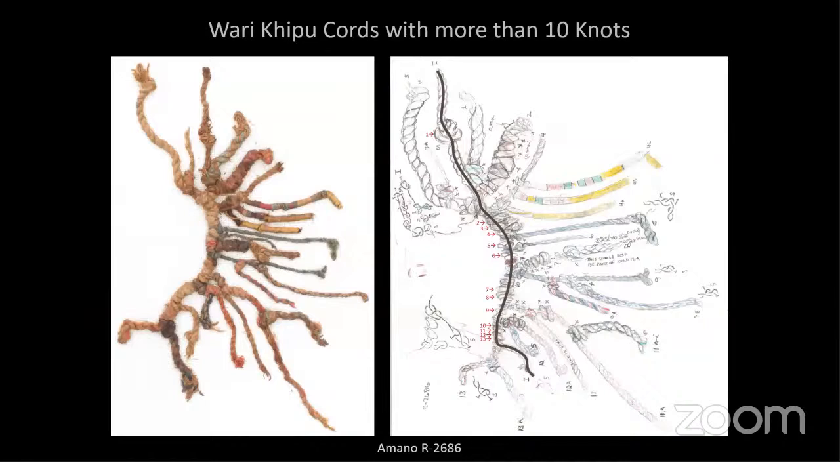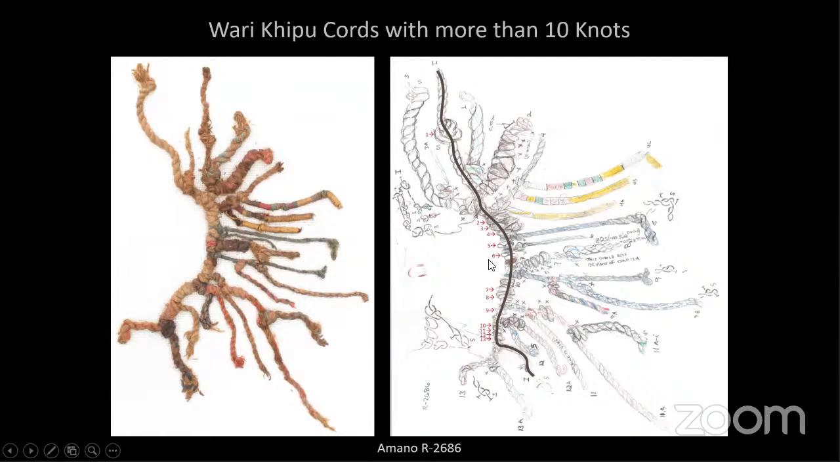The last cord, the second cord that has more than 10 knots in the Yamano Museum, has 13 knots on one cord. Now, this is very difficult to make out, but believe it or not, this cord runs all the way through and out here. This is a line in my drawing of this Khipu showing the main cord. It's probably a pendant cord, but it has 13 knots along it.